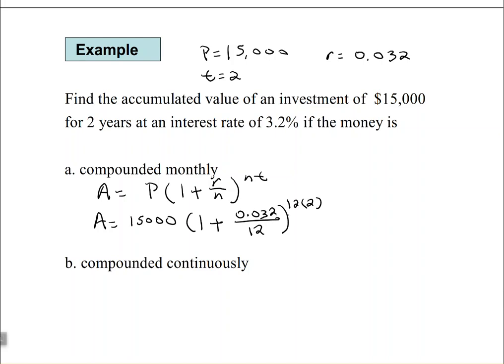Before I plug this into my calculator, I would go ahead and multiply 12 times 2 to make that the 24th power. Then we plug this into our calculator: 15,000 times 1 plus 0.032 divided by 12, raised to the 24th power. In some calculators, you can put in the whole expression and it will simplify it for you. Nevertheless, I came out with $15,990.02.